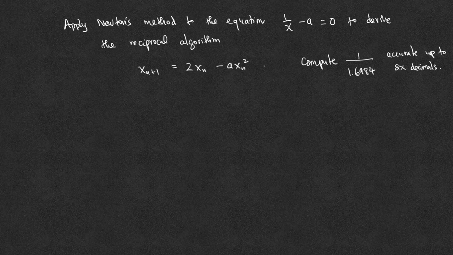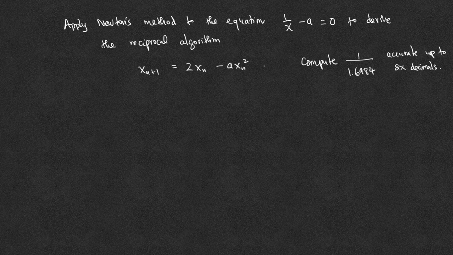Apply Newton's method to the equation 1 over x minus a equals 0 to derive the reciprocal algorithm x sub n plus 1 equal to 2x sub n minus a x sub n squared, and then compute 1 over 1.6984 accurate up to 6 decimal places.